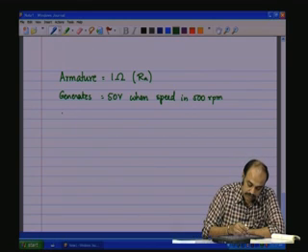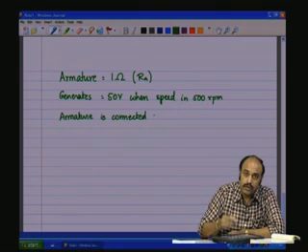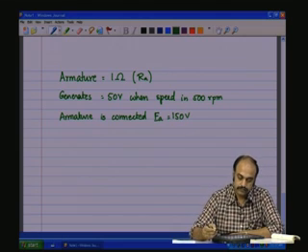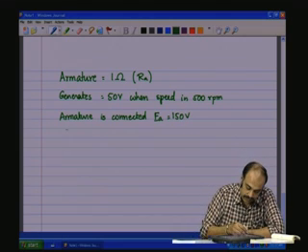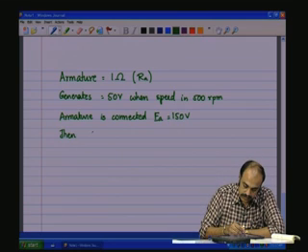Now, if the armature is connected to a voltage source EA of 150 volts, then what is the starting current?